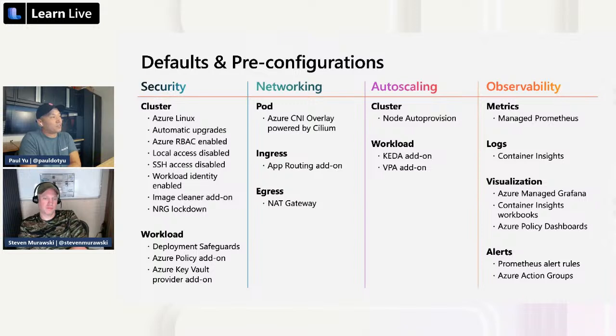So from cluster security, having Azure RBAC enabled, disabling local access and SSH access to the cluster, the cool open source project Image Cleaner, and also deployment safeguards. And one big thing, the networking, leveraging Azure CNI overlay powered by Cilium, because networking has always been a big question when starting off. The AKS team has taken all the learnings from running AKS for both customers and our internal customers, taken all these best practices, and packaged it up into this solution. That's what you get here.